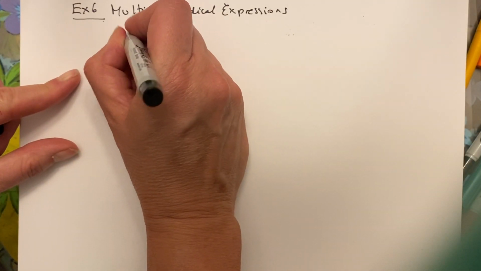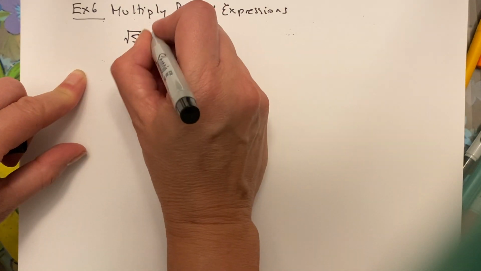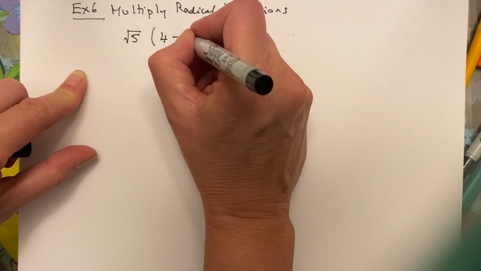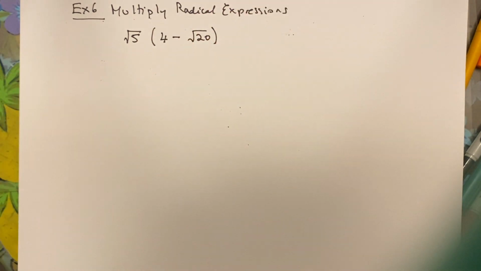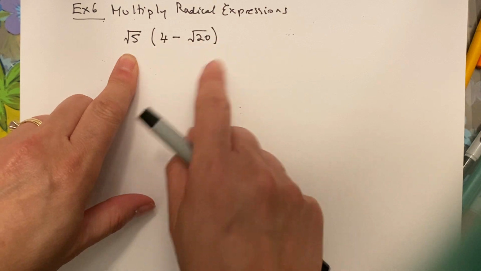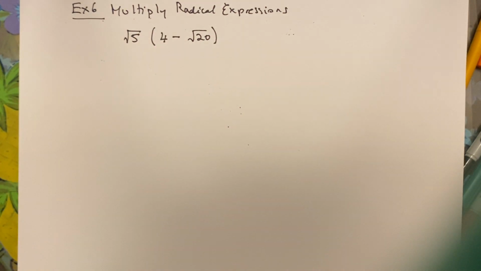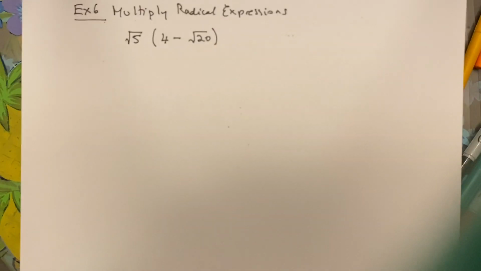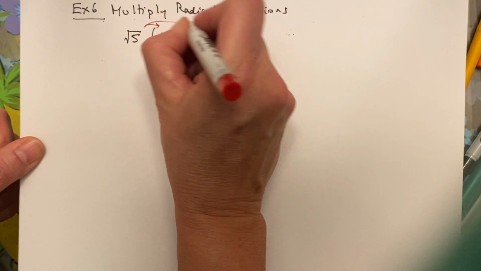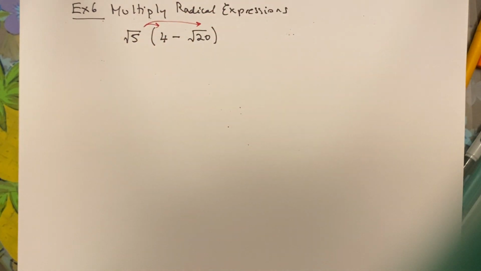We're going to take the radical square root of 5, and we're going to multiply it by, in parentheses, 4 minus the square root of 20. Now, don't let this fool you. You've seen things exactly like this, because if I gave you 3 times 4 minus x, you would use distributive property like you always do and not think twice about it. And that's exactly what you need to do here. You just need to use your skills with distributive property, just like you've always done.